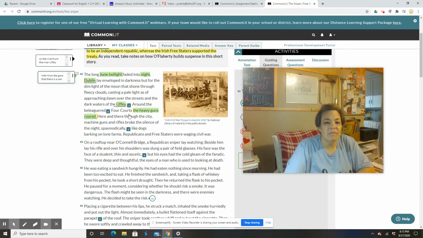Okay, so we've got through the city. So we also know that it's in the city. And we also know that the Republicans and Free Staters are at war, and we're going to highlight that in green. And there's a civil war, which definitely tells us something about setting.